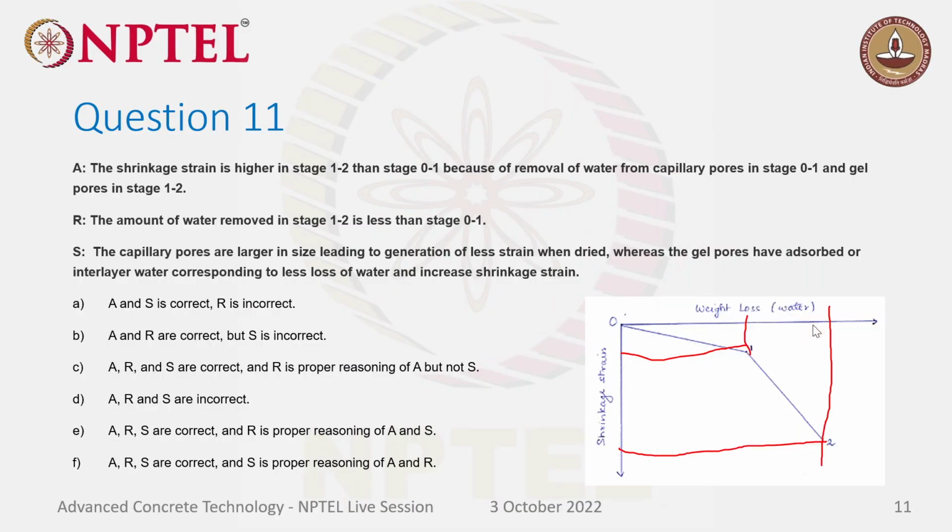I think most of you know the answer. Let me show it here. All these statements are correct, but S is the proper reasoning for A and R, because we know that the amount of water removal in stage 1 and 2 is less than stage 0 to 1. We know that easily from the graph itself. And also shrinkage strain is less in stage 0 to 1 compared to 1 to 2. That is also clearly evident from the diagram. And they are saying that the removal of water from capillary pores is from 0 to 1, and then gel pores is from stage 1 and 2. That is also correct, because capillary pores are bigger in size.